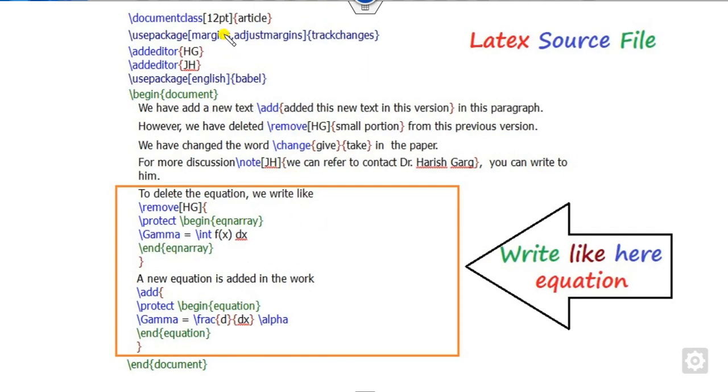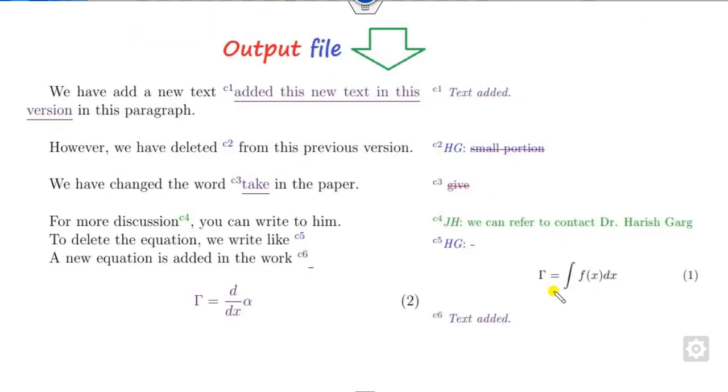So you can see whatever text I have written, I have added this line to delete this equation. I have deleted this equation, that is gamma is integration of fx dx, and I have added the new equation as d by dx of alpha. So I have used the margin and the adjust margin. You can see this red line is the deleted equation, and a new equation is added here.